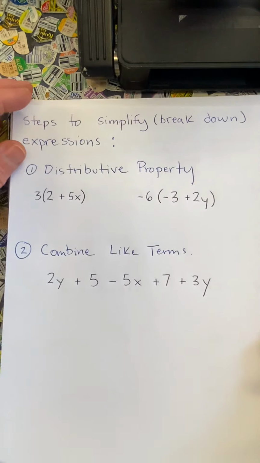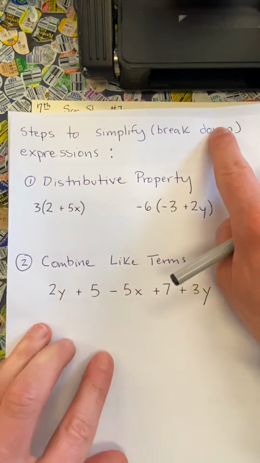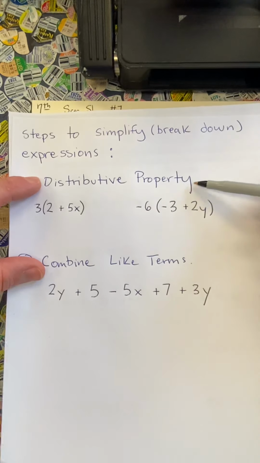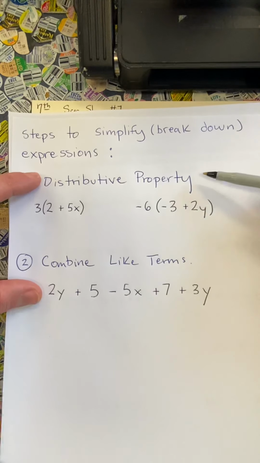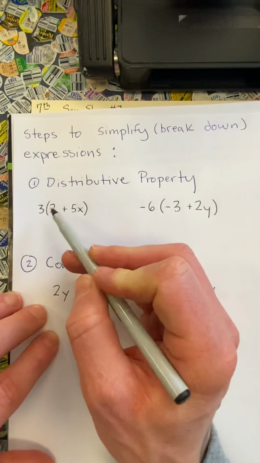So we are practicing today simplifying expressions, breaking down expressions. And the two things we use when we are doing that are the distributive property and combining like terms. Those are our two tools to use when we are simplifying equations or expressions. So remember how the distributive property works, right?